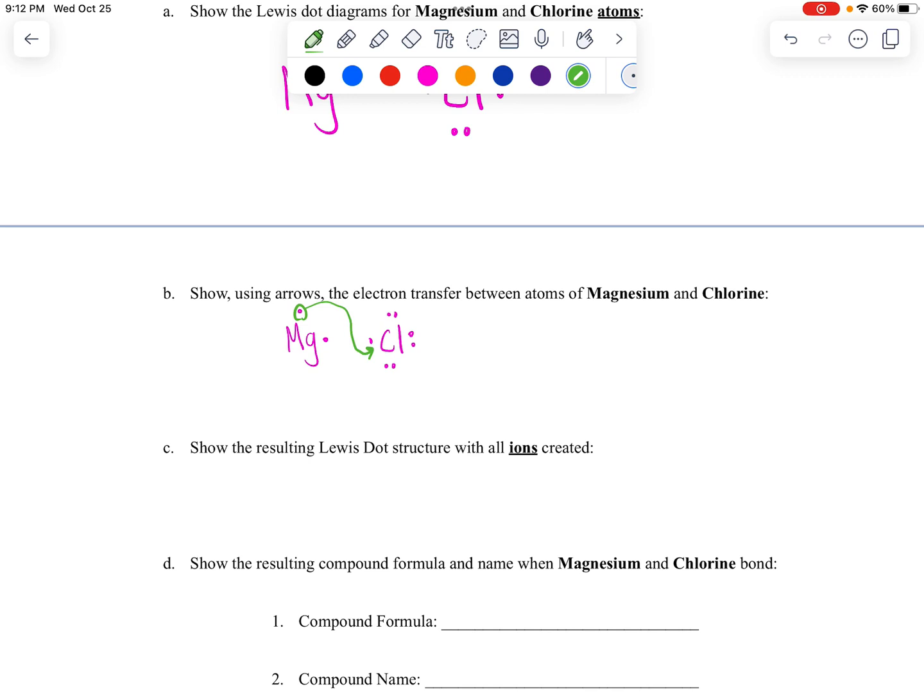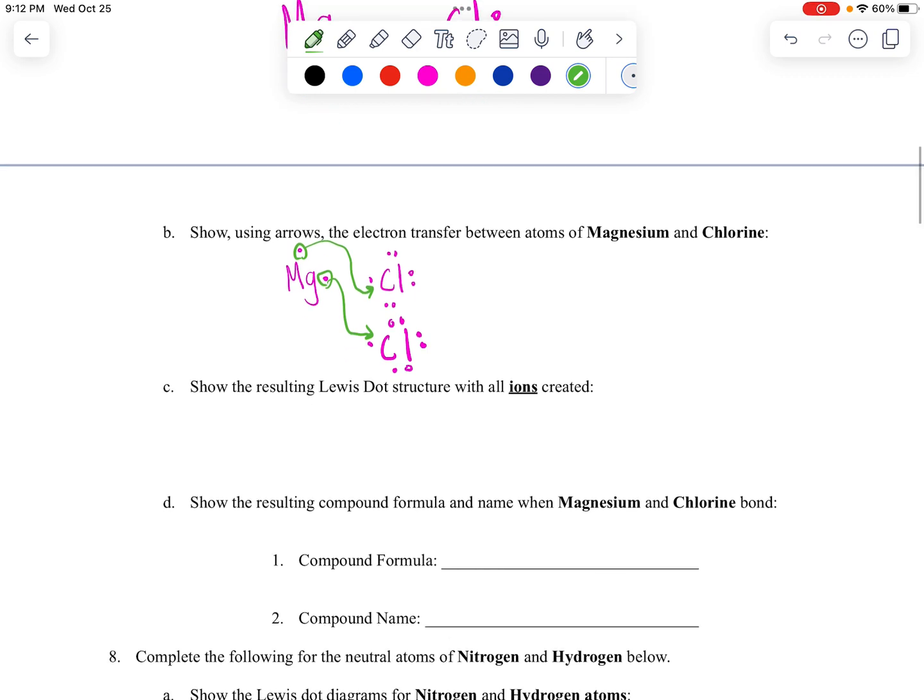But this magnesium to the left still has an extra valence electron that it wants to get rid of. So we're going to have to add another chlorine to the picture. 5, 6, 7, okay? So the other electron from magnesium is going to stay right there. So that's it for this one, all right? Showing arrows.